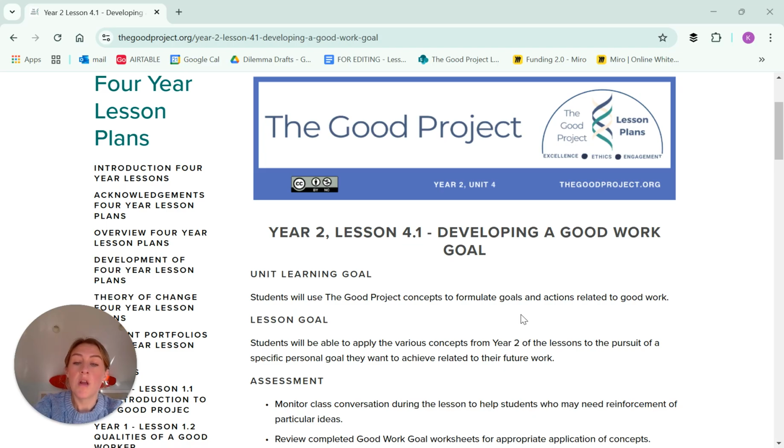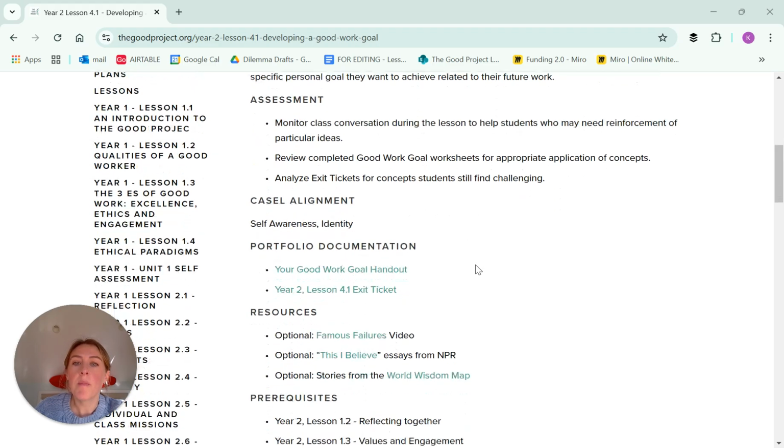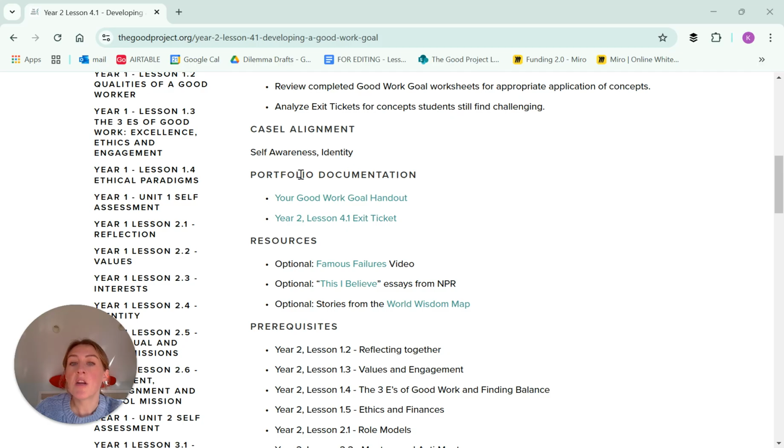their future work. For assessment, you can monitor the class discussion during the lesson to help students who may need a little bit of reinforcement for particular ideas. You may review the completed good work goal worksheets for the appropriate application of concepts. And as always, you can analyze the exit tickets for concepts that students are still finding challenging. The CASEL alignment here is self-awareness and identity.